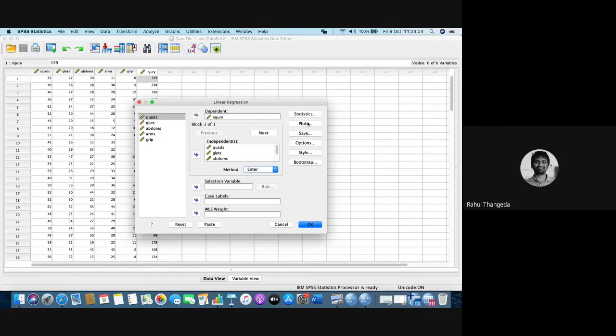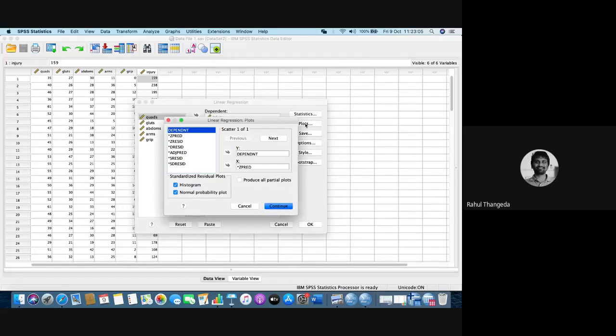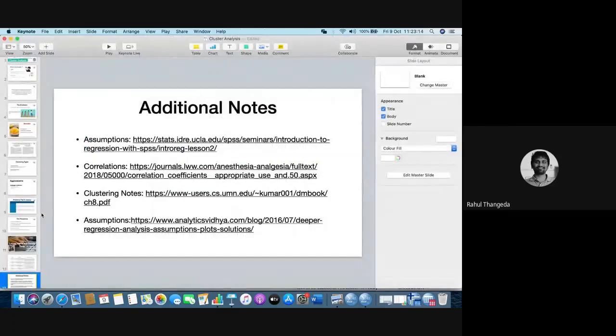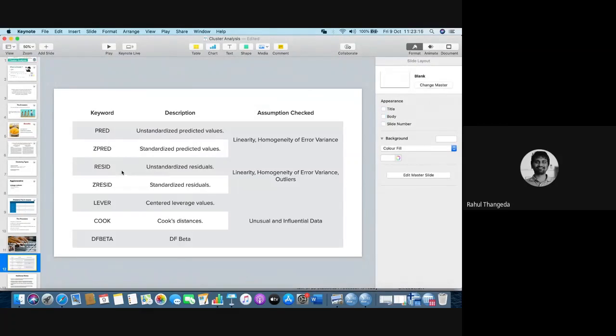Then the next thing that we'll have to see is plots. Under plots, this is an interesting feature under regression. So you have ZPRED, ZRESID, and all this. What are those? If you want to see, I have a simple plot here. Under PRED, what you typically have is unstandardized predicted values. Under ZPRED, what you have is standardized predicted values.